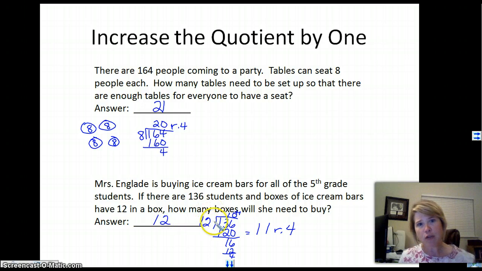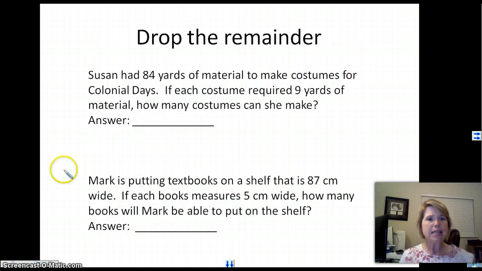Now, there's going to be leftovers out of those 12 boxes, but you'd rather have leftovers than not have enough, because those 4 people are not going to be your favorite students, or you're not going to be their favorite teacher if you do not include them, okay? Does that make sense? Why we increase it by 1. So those are examples of increasing the quotient. Let's take a look at when we drop the remainder.